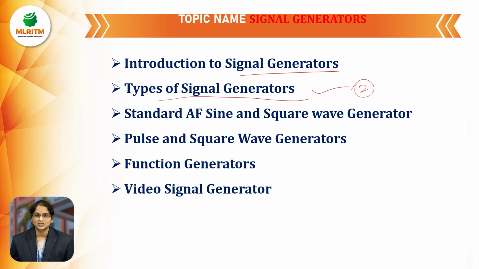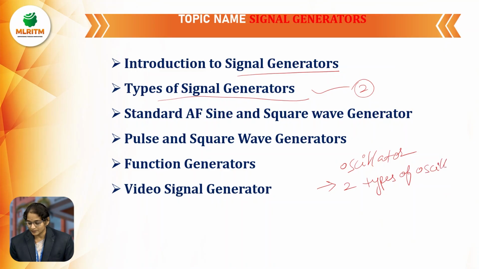Before going to the signal generator, we should learn what an oscillator is. Oscillator is nothing but without giving input, we get the output. We know what the oscillator is. There are two types of oscillators. Those are AF oscillator and RF oscillator. What is AF oscillator and what is RF oscillator?